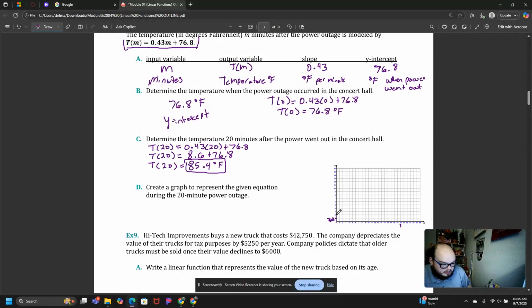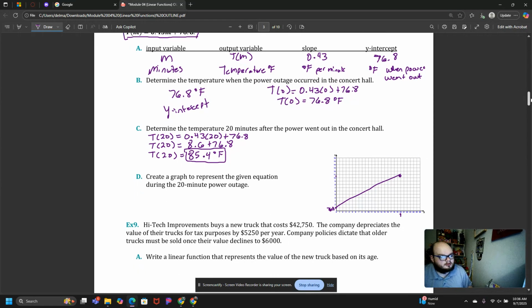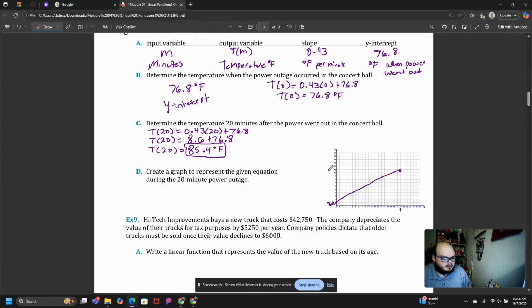So 76, 77, 78, 79, 80, 81, 82, 83, 84, 85. Point 0.4, so like right about here. Okay, it's not an exact science whenever we have fractional pieces. Okay, and then there we go. Okay, it's not going to be an exact science on that. Okay, and that was 85.4.